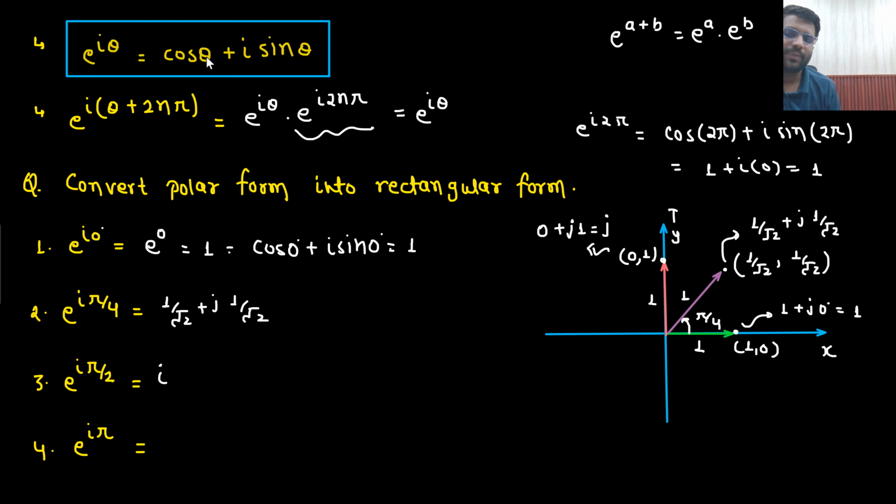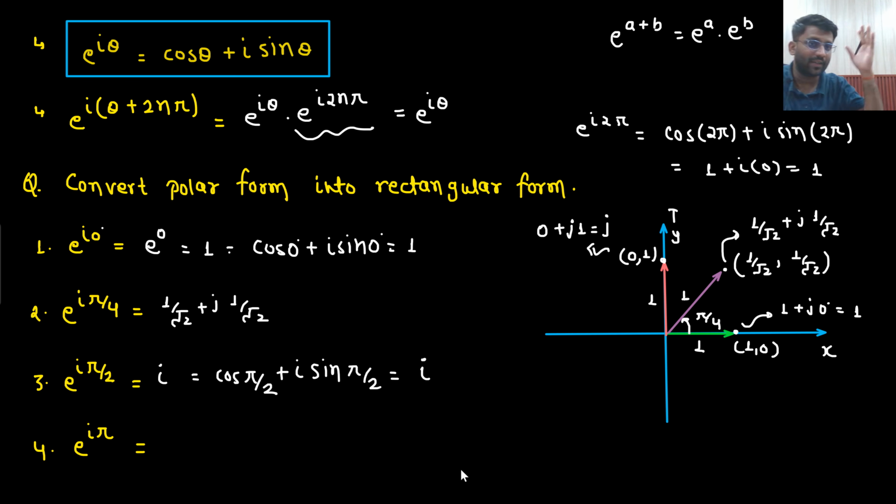You can directly put cos pi by 2. If I put by this Euler identity, then what will I be getting? Cos pi by 2 plus iota sin pi by 2. What is the value of cos pi by 2? That is 0. Iota sin pi by 2, that is 1. So iota value I will be getting.